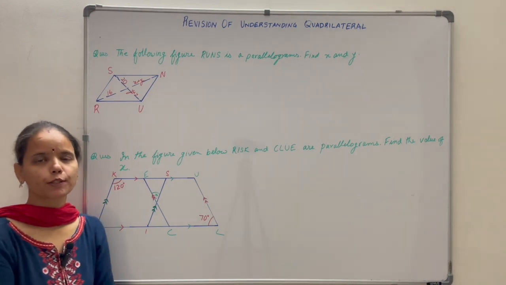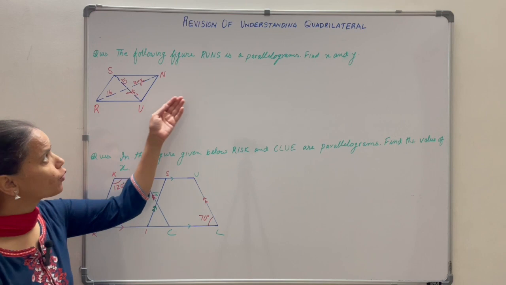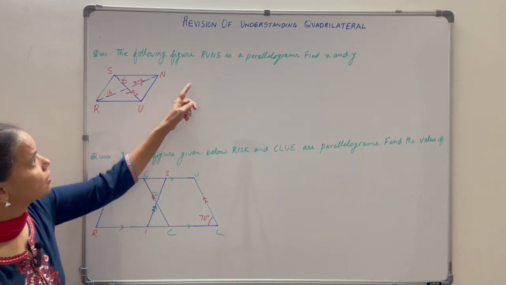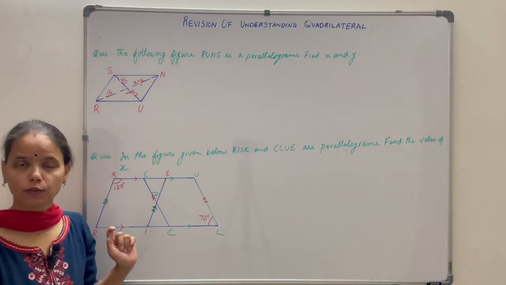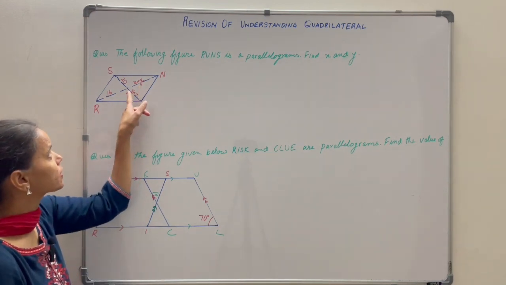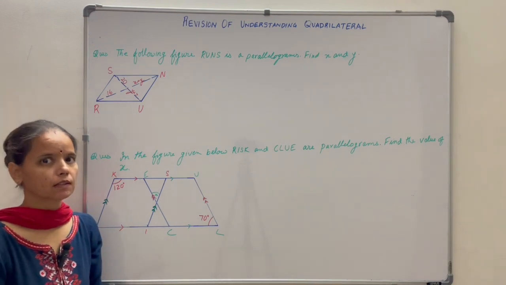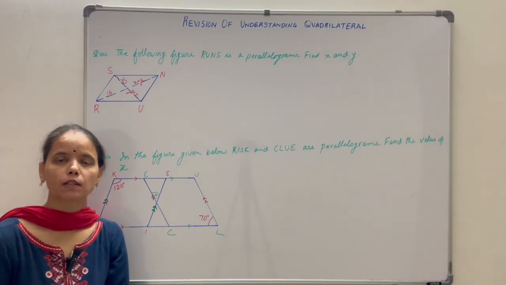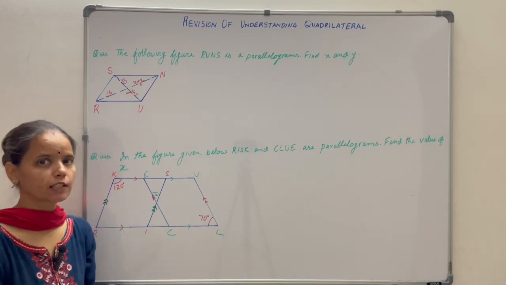Let us see some application of properties of parallelogram. So here's one question. The following figure is a parallelogram, find x and y. So this is a parallelogram, it is given to you. You need to find out x and y. You can clearly see x and y are a part of a diagonal. And what is the property of a parallelogram for diagonals? Diagonals of a parallelogram, they bisect each other.